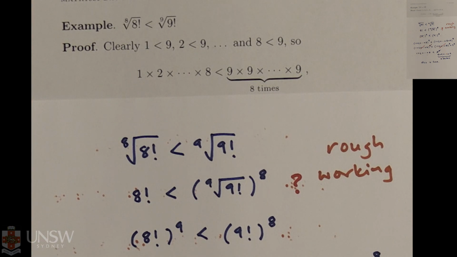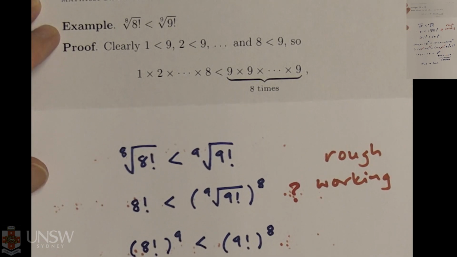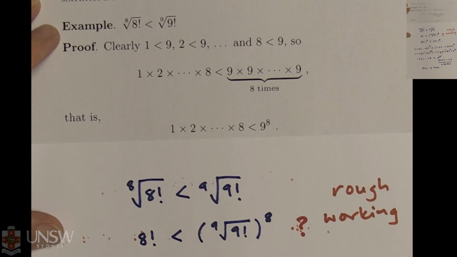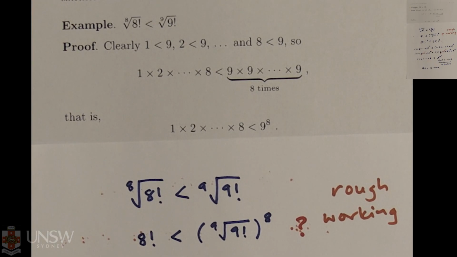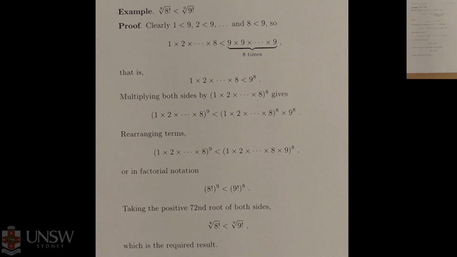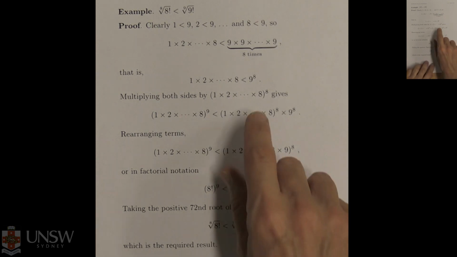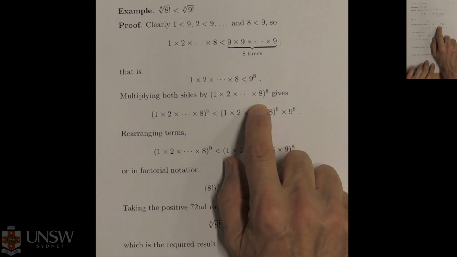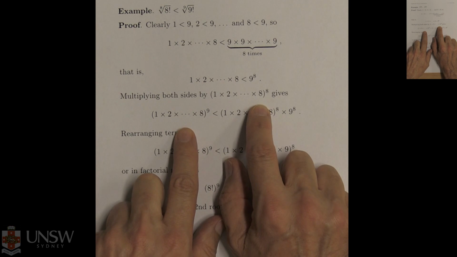Next step, I'm going to just rewrite that as a power of 9 on the left-hand side. 1 times 2, etc. times 8 is less than 9 to the power 8. And I'm going to do just what's indicated by my rough working here, but I'm going to do it in reverse. In fact, I think we can have a look at the whole proof now. So I'm going to multiply both sides by this 8th power of 8 factorial, and I'm going to simplify a bit at the same time.